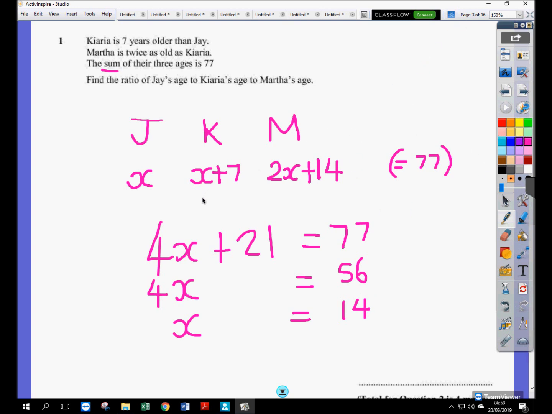Okay. Now I know how old J is. J is 14. Chiaria must be 7 years older, so she's 21. Martha, double Chiaria's age, so Martha is 42. And we can write it on the answer line. It doesn't tell us to simplify it, so 14, 21, 42.